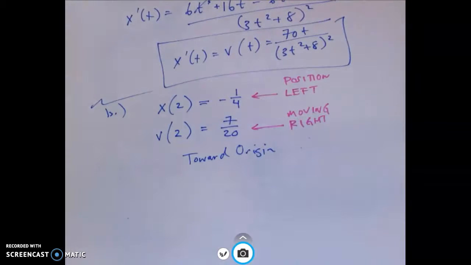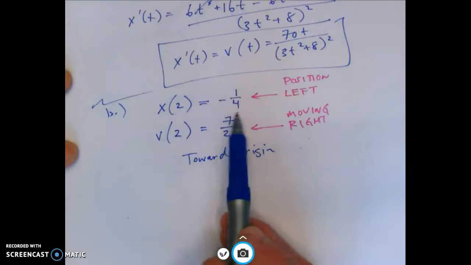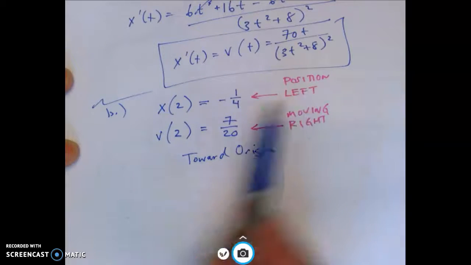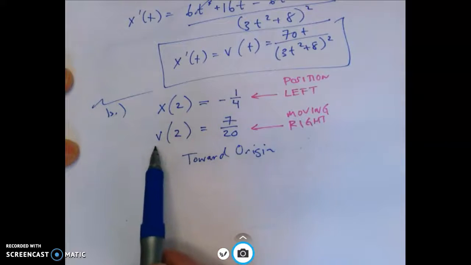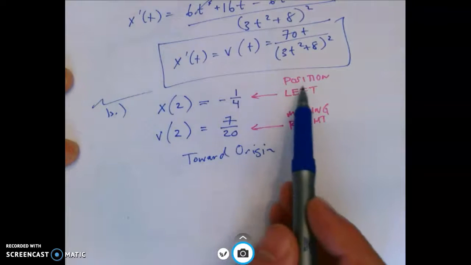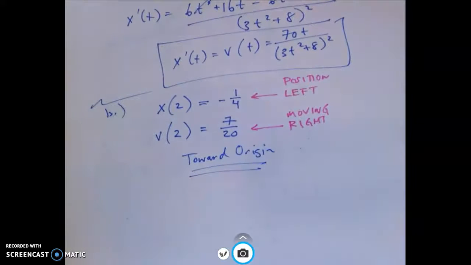Okay, so when we're looking if it's moving toward the origin or away from the origin, we need to know where its position is. In this case, it's negative 1/4 at 2. That means to the left of the origin. And we need to know its velocity, what direction it's moving in. And this was positive, therefore that's moving right. So it's to the left of the origin, moving right, therefore it's moving toward the origin.